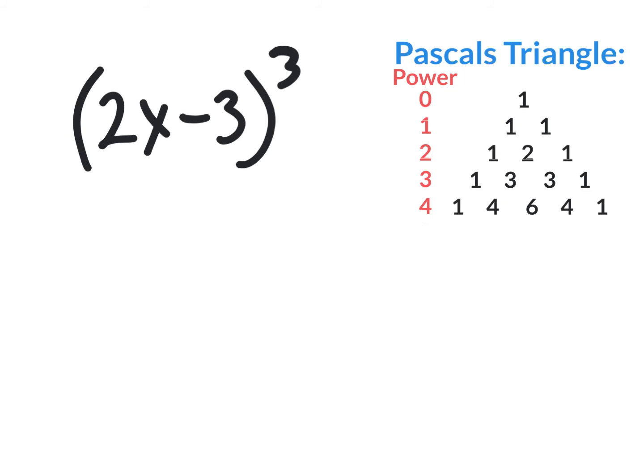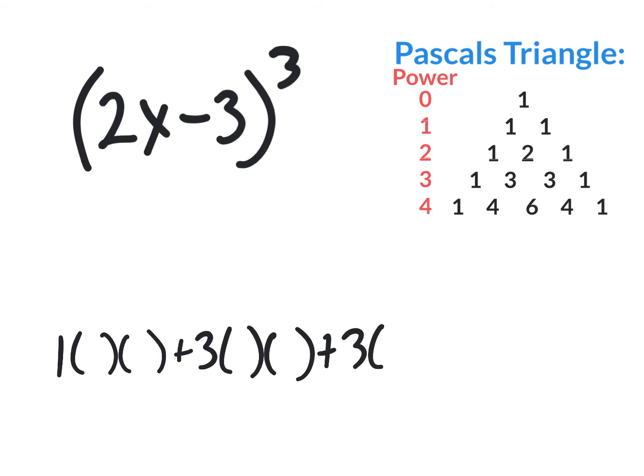So, obviously, the first power of 0 gives you 1. That's a trick to remembering to start with 0. Anything to the power of 0 is 1. Power of 1 will be these numbers. Power of 2 will be these numbers. Power of 3, this is the power of 3. We're going to use these numbers, 1, 3, 3, 1, followed by 2 parentheses on each. So let's do that. I want to put 1, parenthesis, parenthesis, plus 3, parenthesis, parenthesis, plus 3, parenthesis, parenthesis, plus 1, parenthesis, parenthesis.